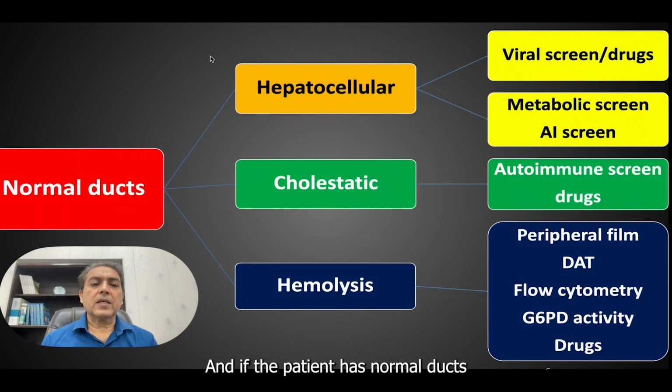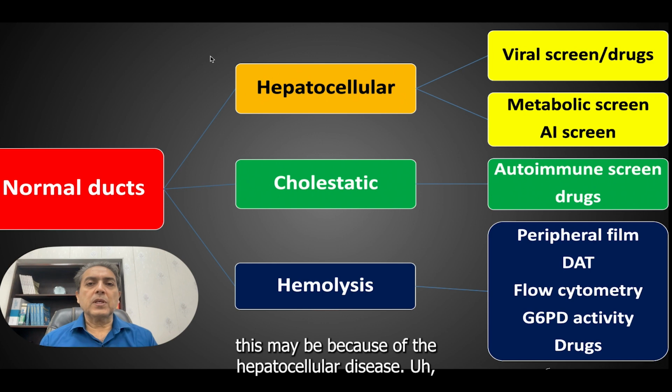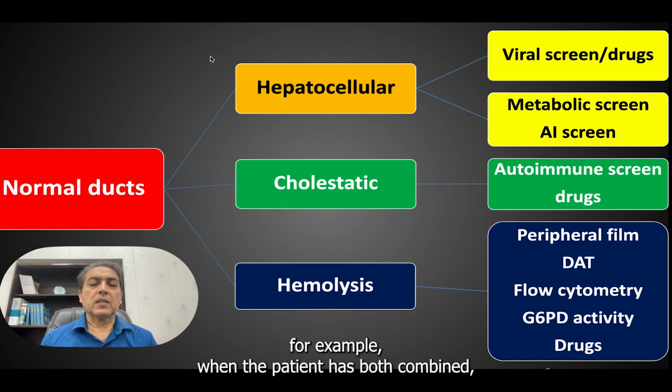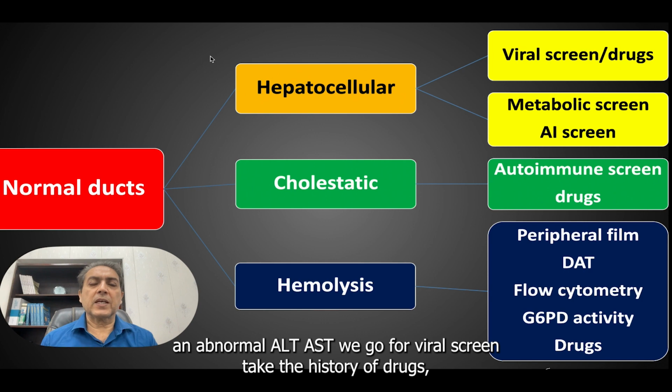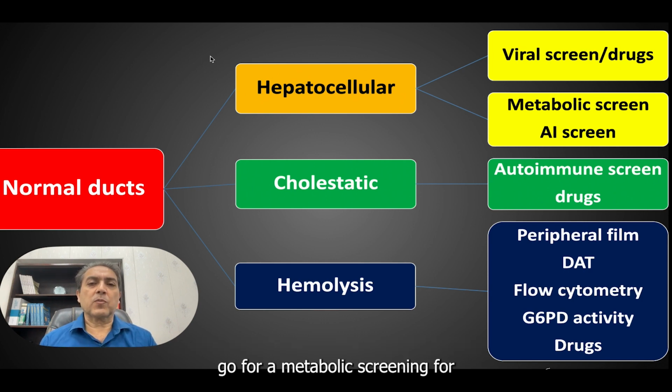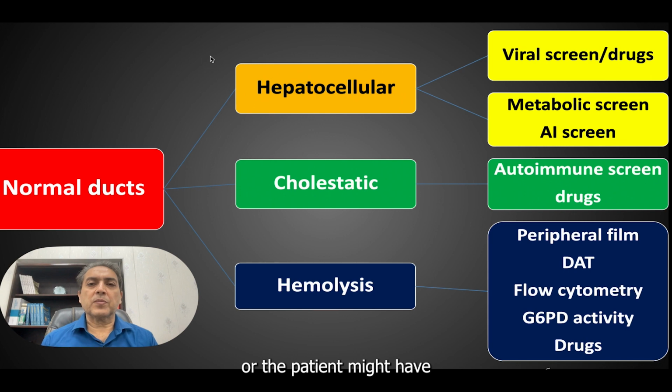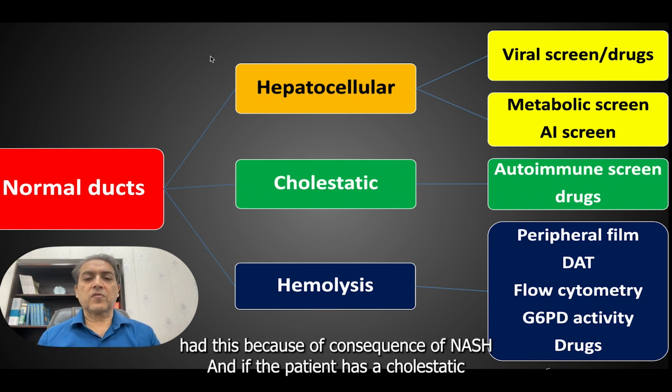And if the patient has normal ducts, this may be because of hepatocellular disease. For example, when a patient has combined hyperbilirubinemia of equal proportions and abnormal ALT, AST, we go for a viral screen, take the history of drugs, go for a metabolic screen for Wilson disease, hemochromatosis, or autoimmune conditions, or the patient might have this because of a consequence of NASH.